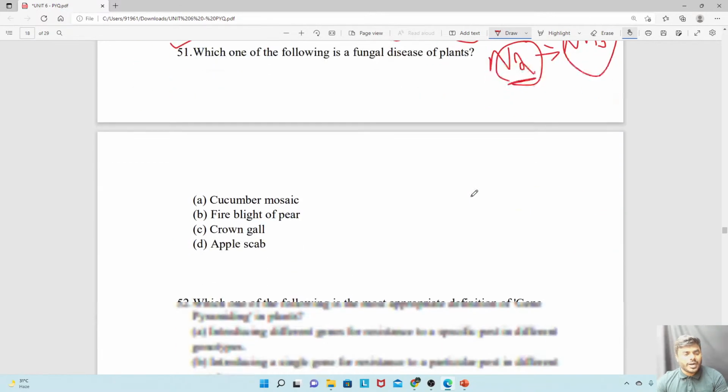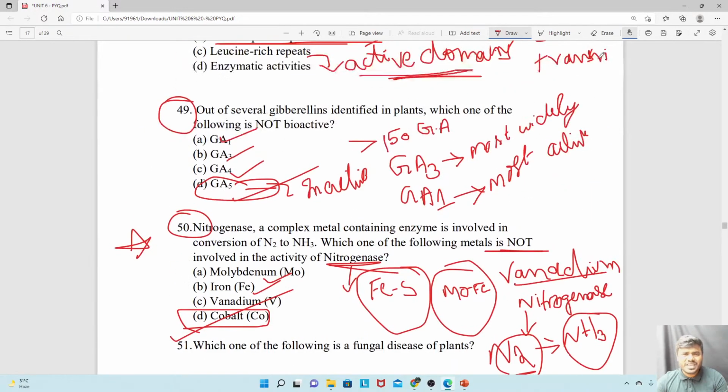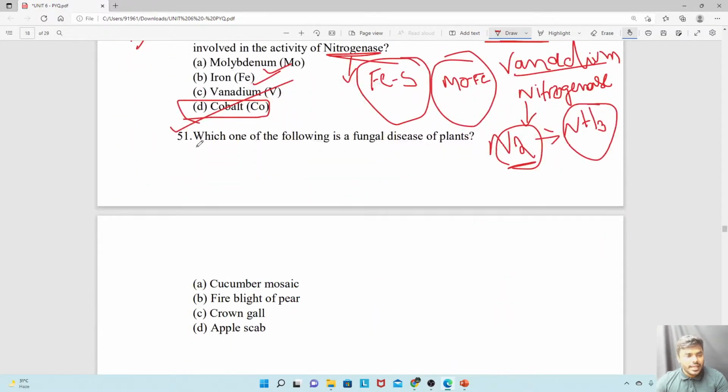We don't use cobalt. Very, very simple point. Then question number 51 says: which one of the following is a fungal disease of the plant?